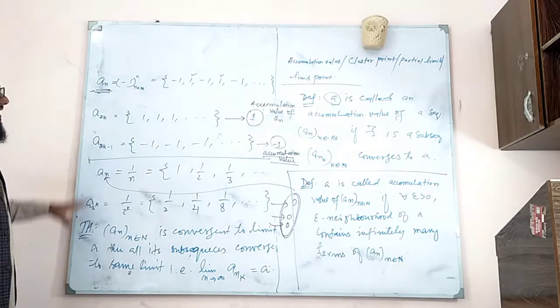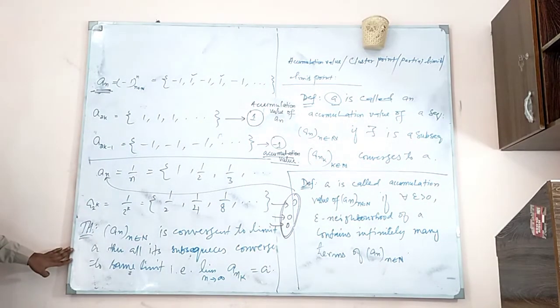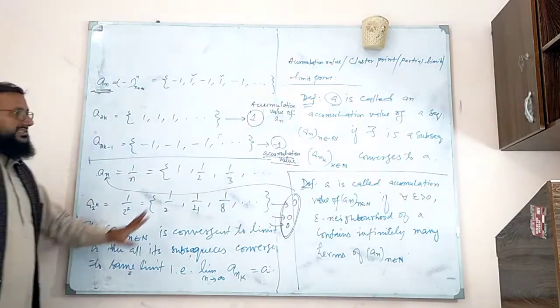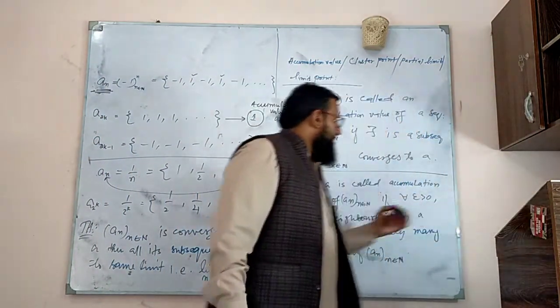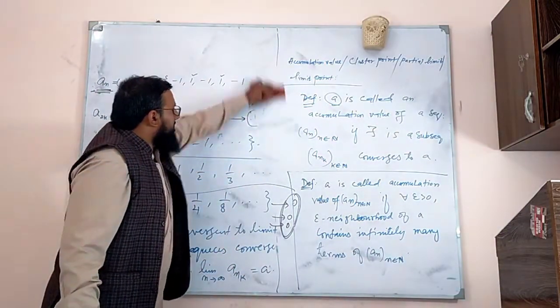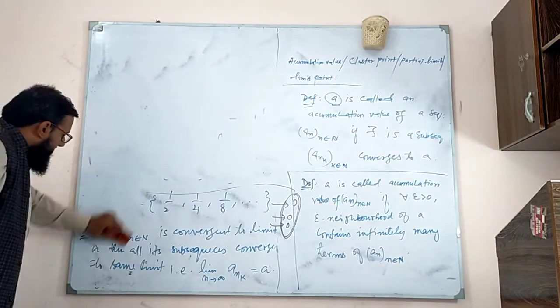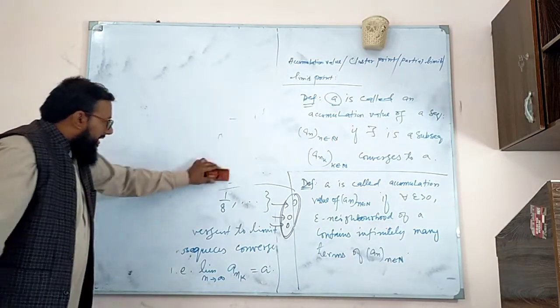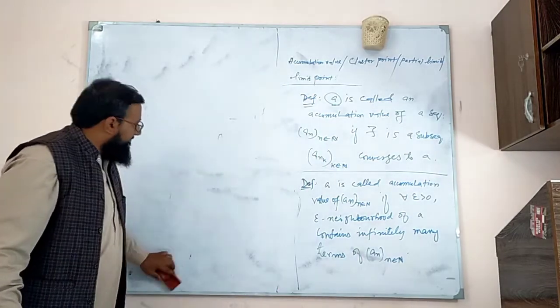Are you okay with this example? Fine. This theorem is okay. This definition is also okay. Let us discuss this definition. So what is the definition? A value is called an accumulation value of a sequence if what happens?